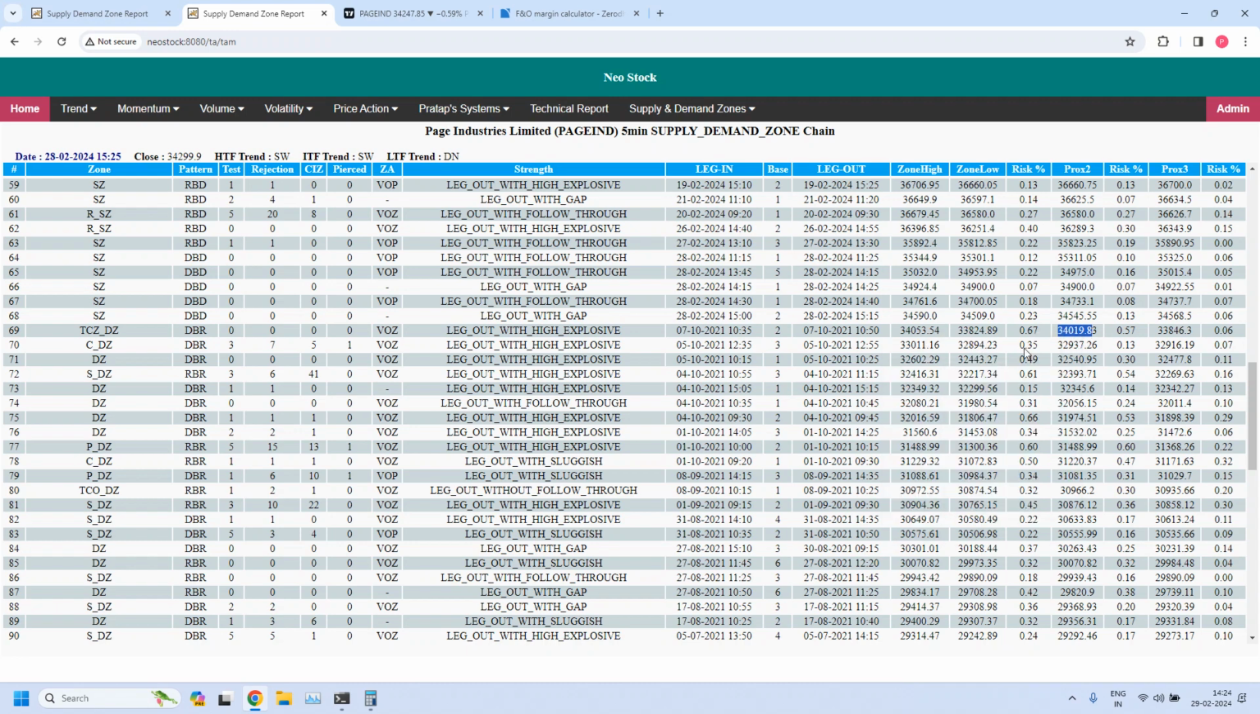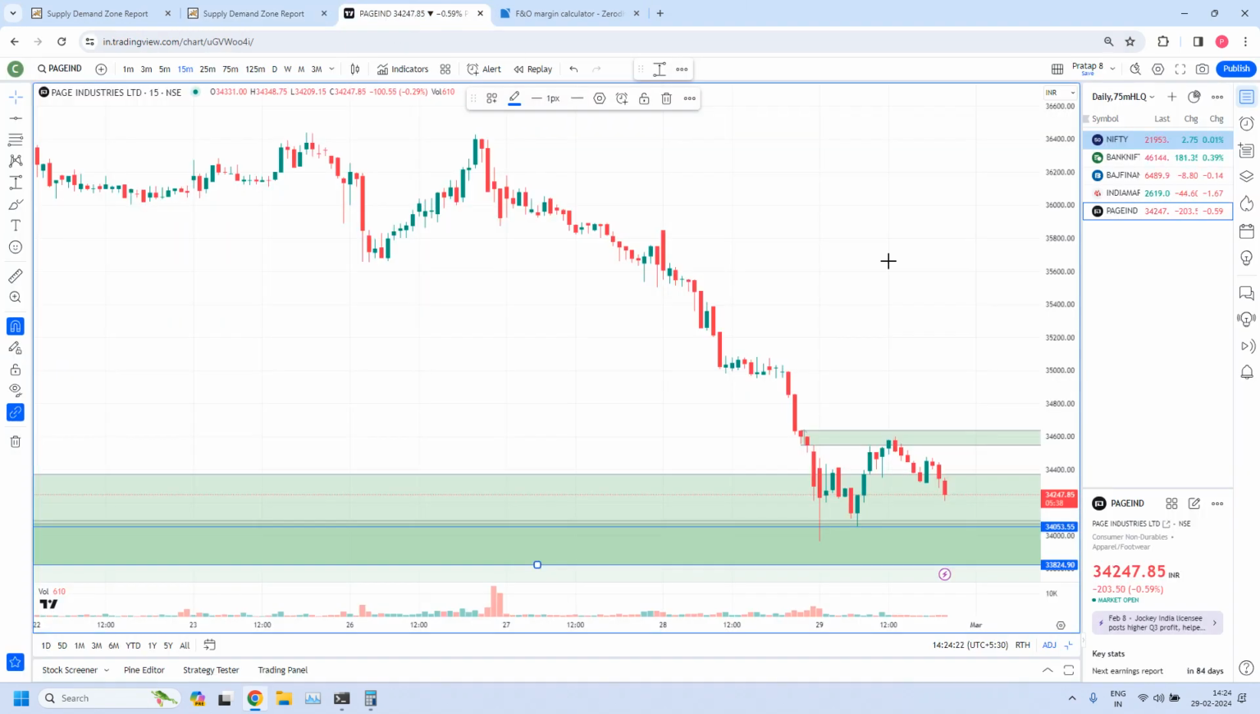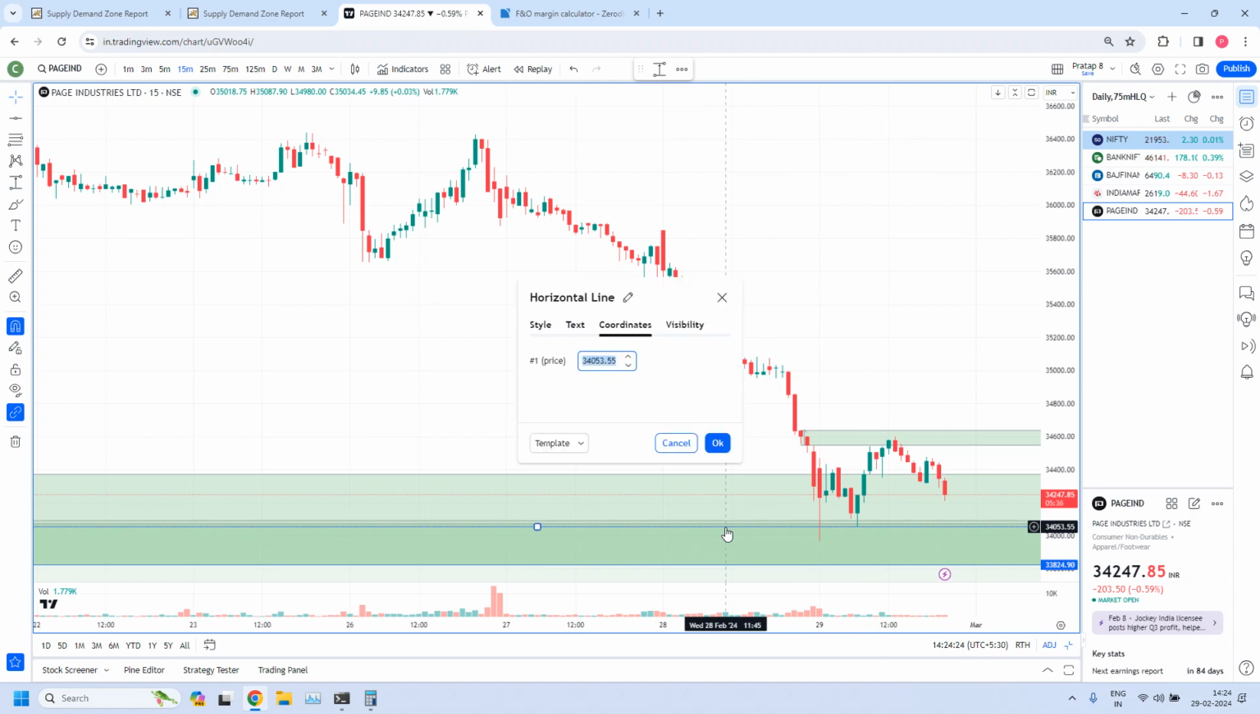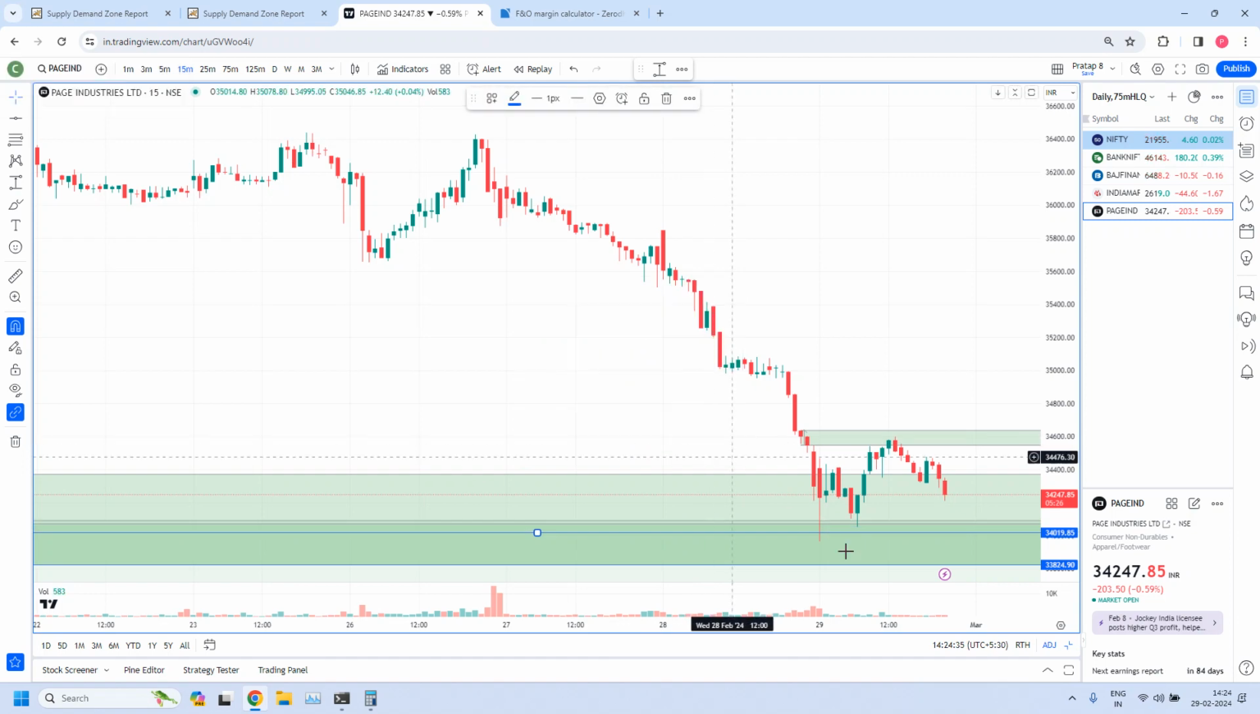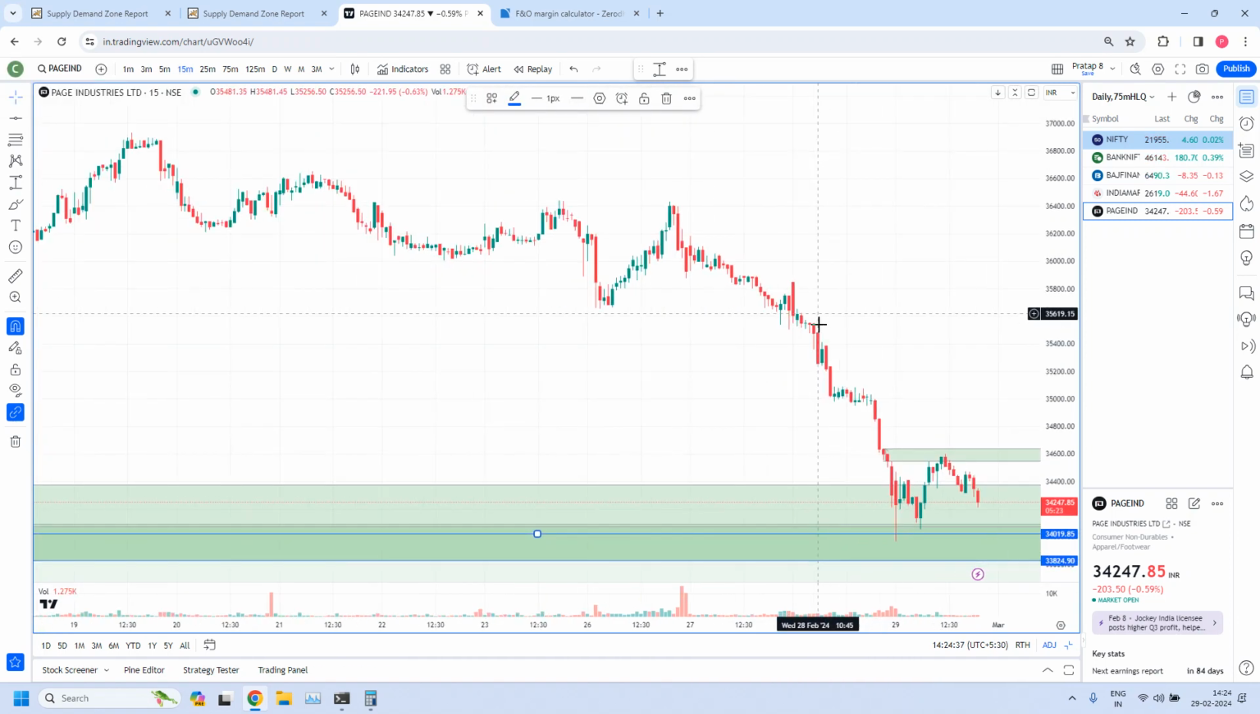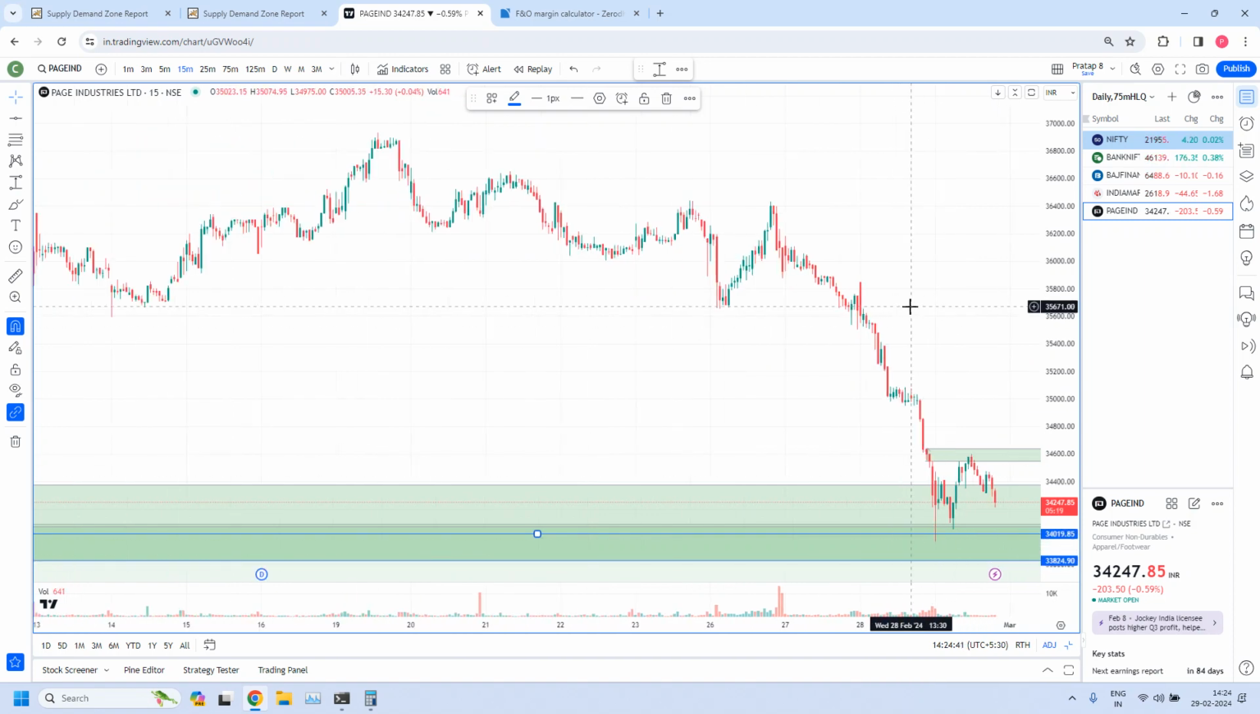85. I'm copying this value. What I'm doing is, the first blue color line, I double click that and copy the value here, 85. 34019.85. Now see, the line will be further reduced. See, the risk is reduced. So that means this is your entry and this is your stop loss.